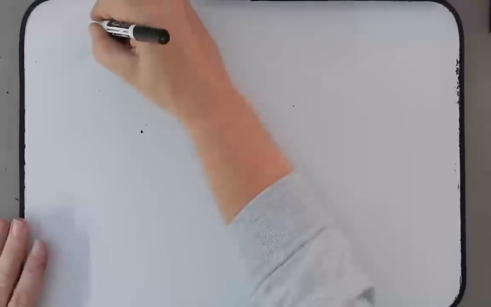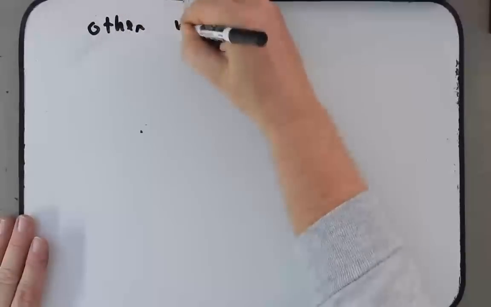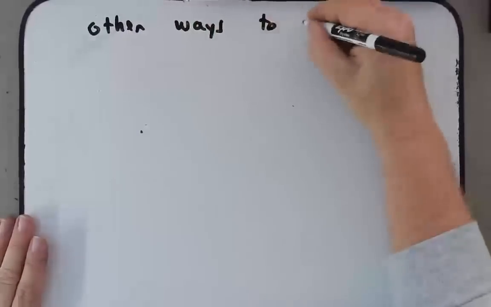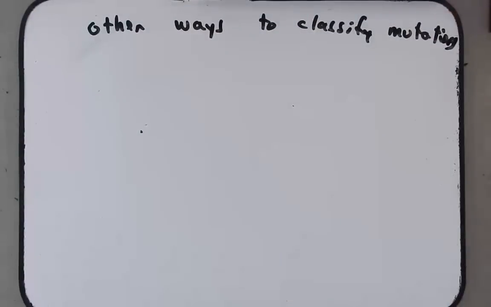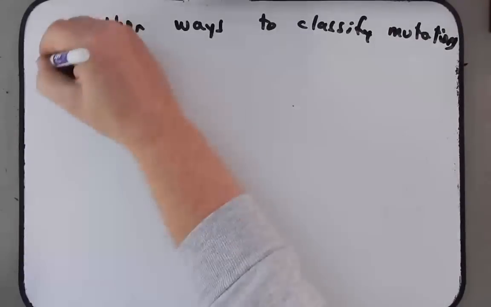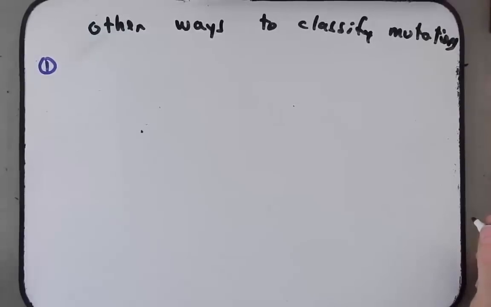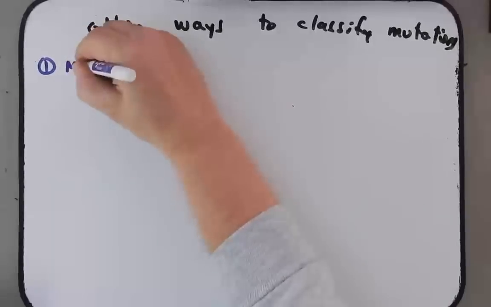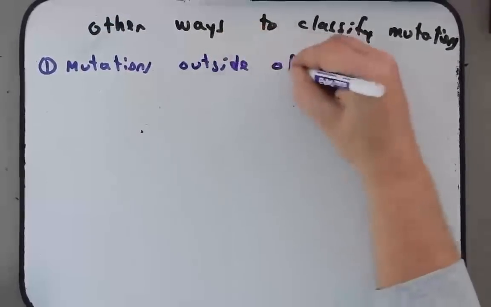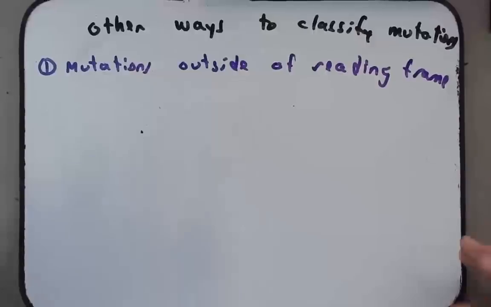So I'm going to call this just other ways to classify mutations. These are still changing the DNA sequences. In some cases, they could still be missense or nonsense mutations, but we want to talk about them a little differently. The first one I wanted to talk about, and we've mentioned this to some extent earlier when we talked about the FOXP2 gene, but we can have mutations outside of the reading frame. So outside of that open reading frame, the ORF that we've talked about.